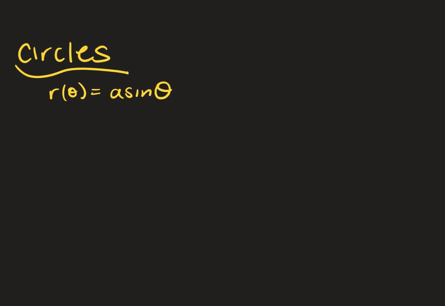Okay, so the first, we'll start hopefully easy, and those are the circles. The circles are your r of theta equals a sine of theta, or r of theta equals a cosine theta. There is nothing being multiplied by the theta. There is nothing being added or subtracted. That's how I know it's a circle.